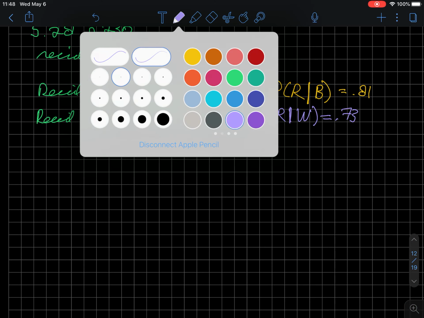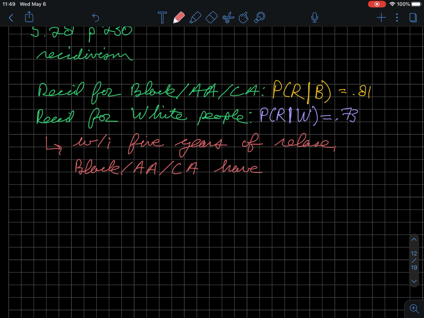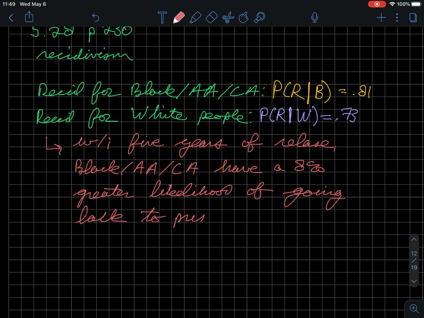And if we added on real quick a little mini conclusion that is not related to this, we would say that within 5 years of release, black, African American, or Caribbean American people have an 8% greater likelihood of going back to prison than white people released from prison.